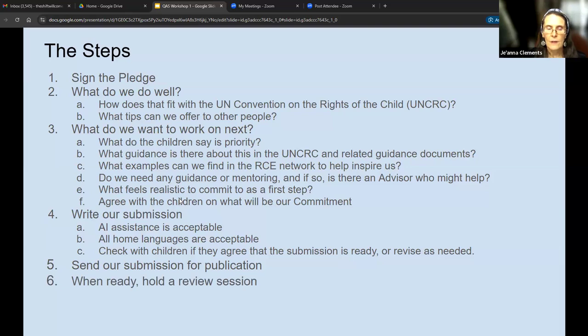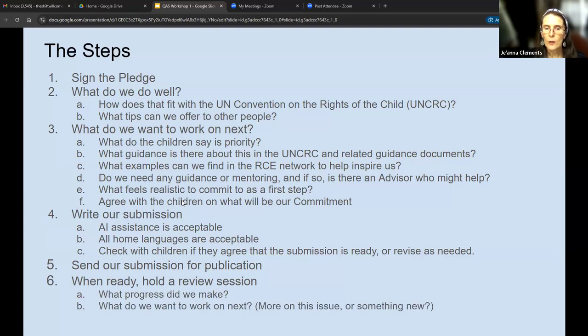And then once we've spent a bit of time doing what we said we were going to do, and we feel ready, we can hold a review session. We can see what progress did we make, and then what do we want to work on next? Is there another level of this particular commitment we want to push further, or are we ready to tackle a different right and try something new?